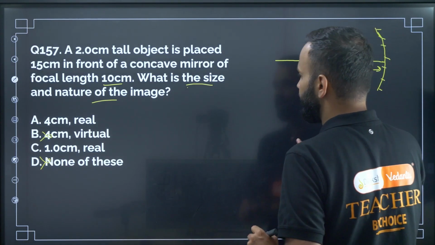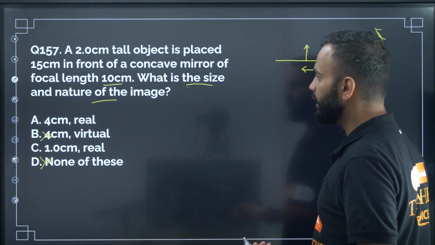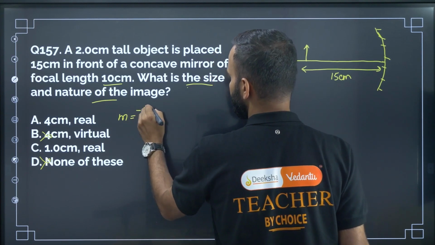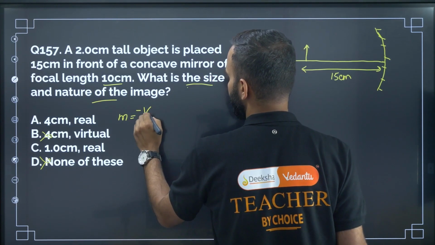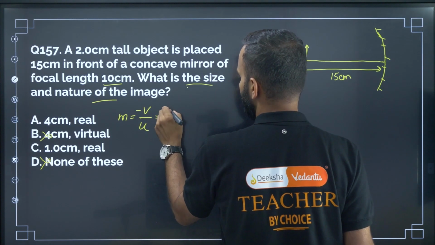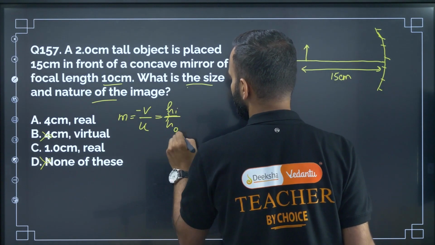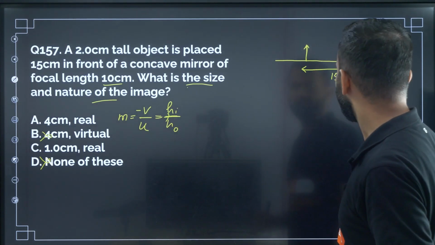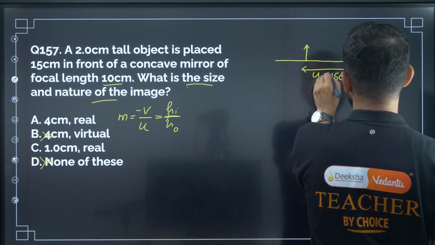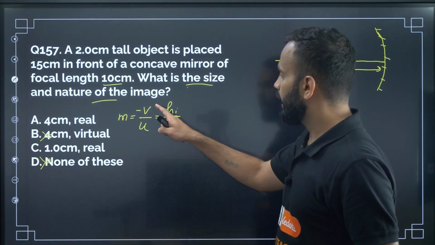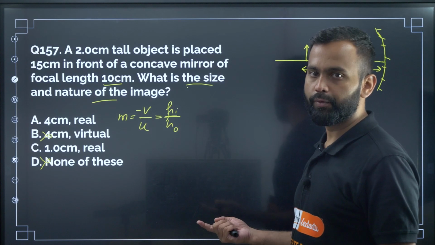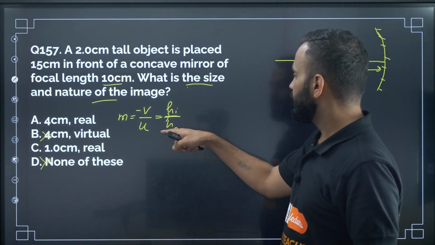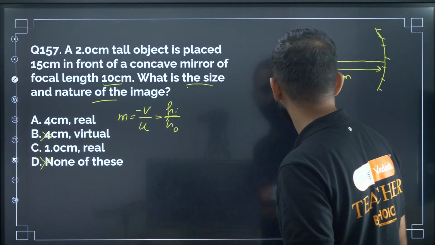Okay. Now let us find V, okay? We need to find the size of the image, right? So magnification for a concave mirror is equal to minus V divided by U, which is equal to the height of the image divided by the height of the object, right? U we know, that is minus 15 centimeter, and we can easily find the value of V. How we can find V? By using the mirror formula, 1 by F equal to 1 by V plus 1 by U, right? Find V, then we can easily find the height of the image, okay?